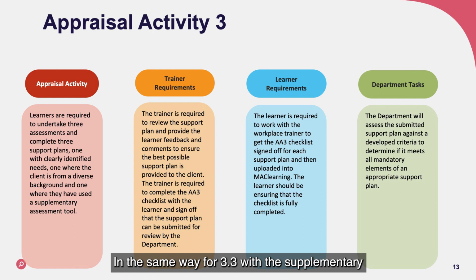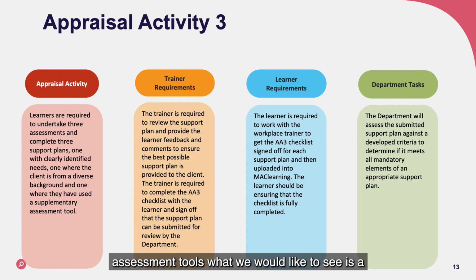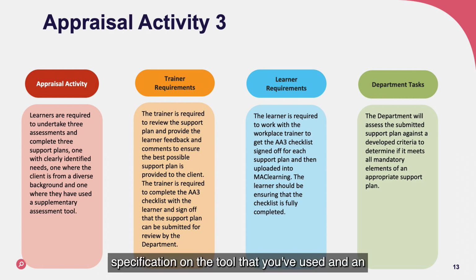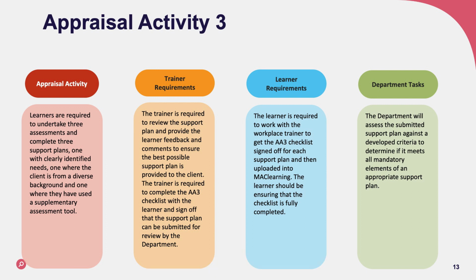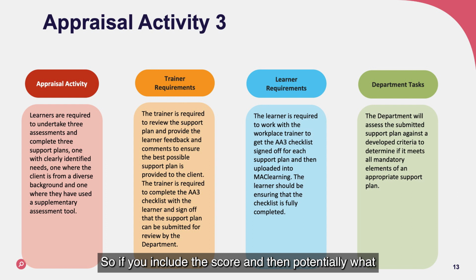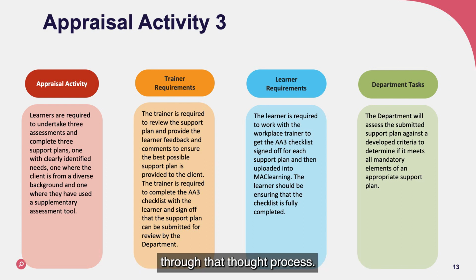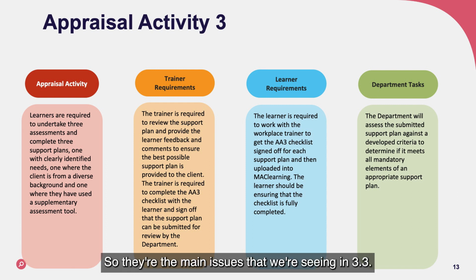In the same way for 3.3 with the supplementary assessment tools, what we would like to see is a specification of the tool that you've used and an understanding of the outcome of it. So if you include the score and then potentially what you've done for that score, we know that you've gone through that thought process. And it may be that you've included the score and they don't need any additional supports. If you include that in the support plan, then it's compliant. So they're the main issues that we're seeing in 3.3.